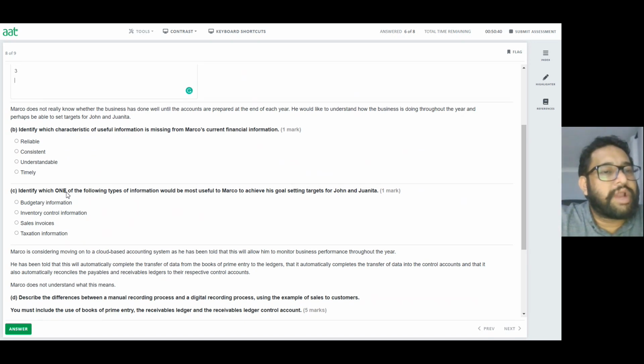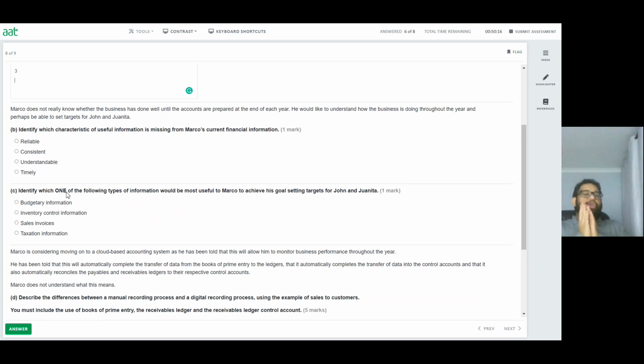Marco does not really know whether the business has done well until the accounts are prepared at the end of each year. He would like to understand how the business is doing throughout the year and perhaps be able to set targets for Joan and Jonita. Identify which characteristics of useful information are missing from Marco's current financial information.